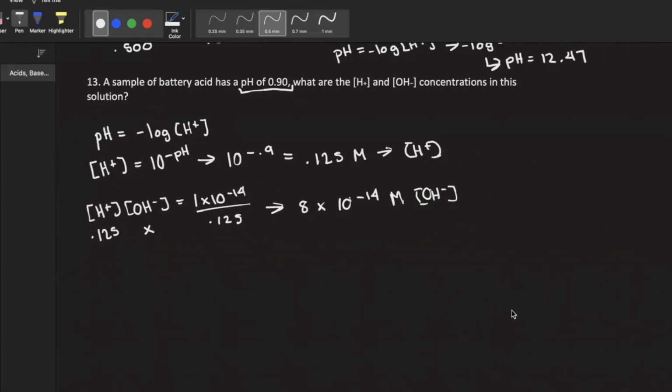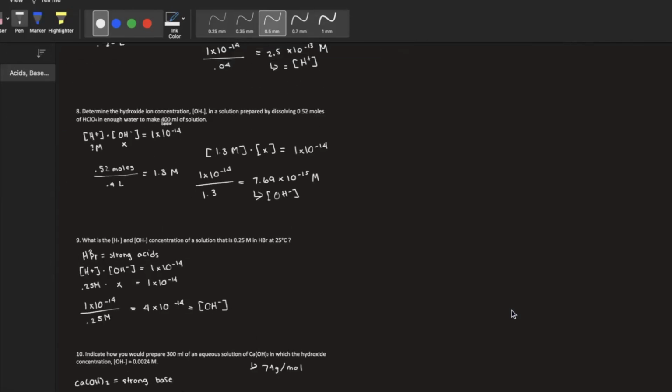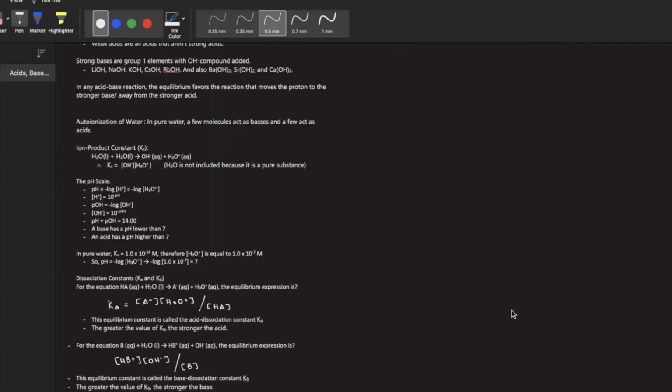And that's going to be it for this problem set. We're going to continue to build off of this knowledge in the next one.